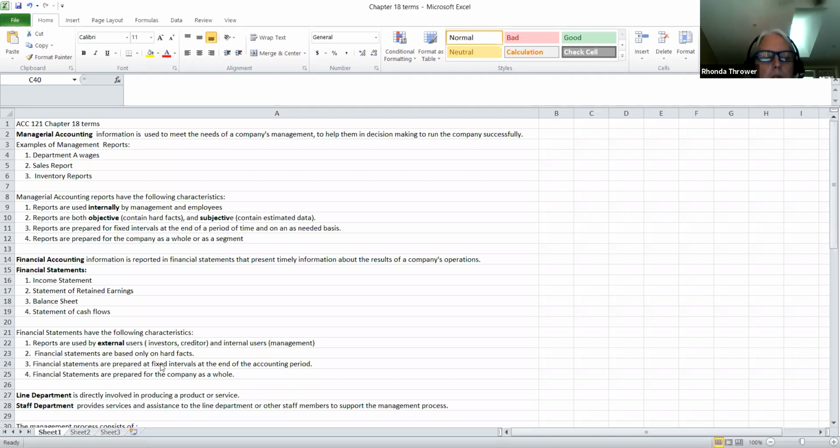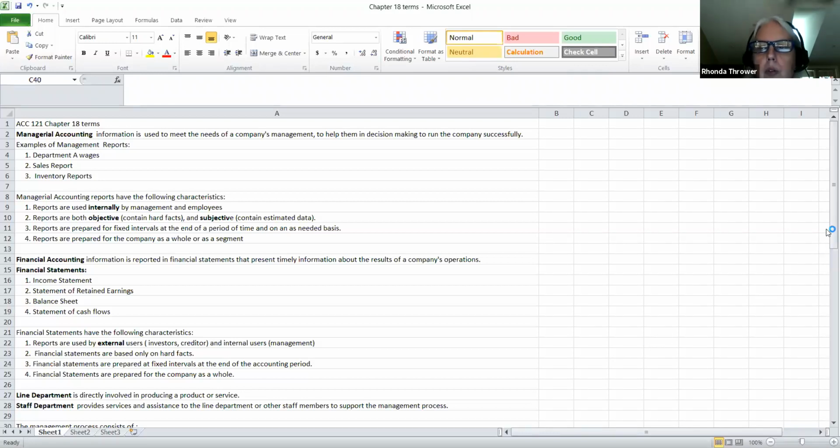And financial statements are going to be prepared for the company as a whole. We usually don't prepare an income statement for a segment or a part of a business, but we're preparing it for the whole entire business.